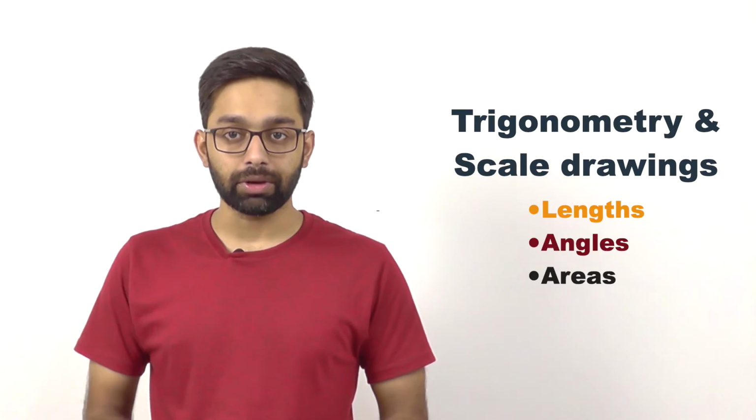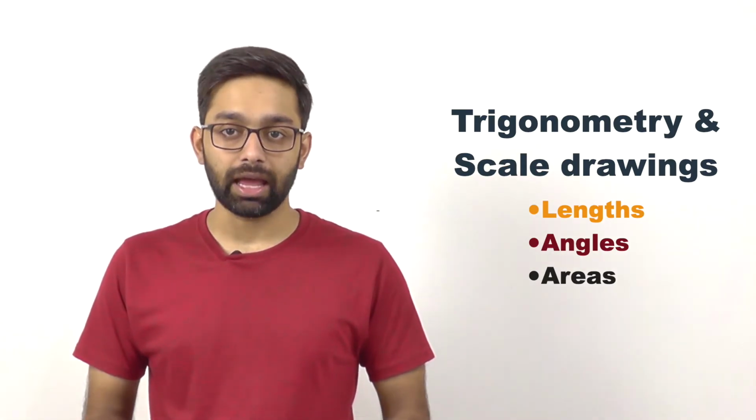Hi guys, so we have an O-level past paper question from the year 2017. The session is May-June. This is question number 8. In this question, we'll use trigonometry and scale drawings to find different lengths, angles and areas.